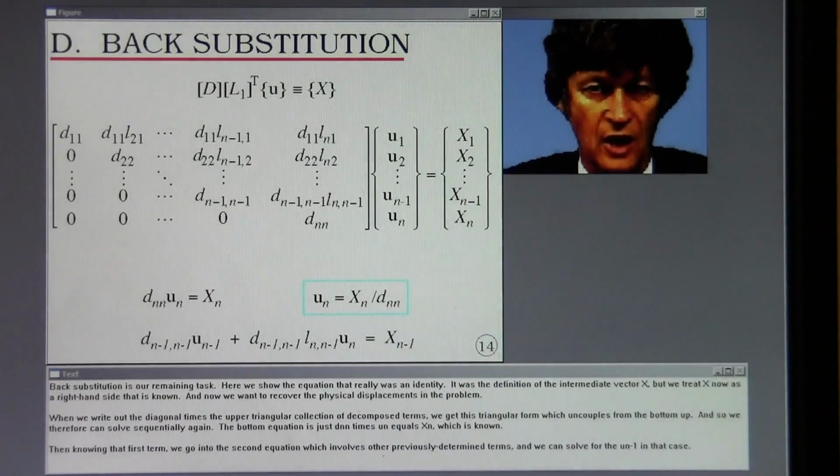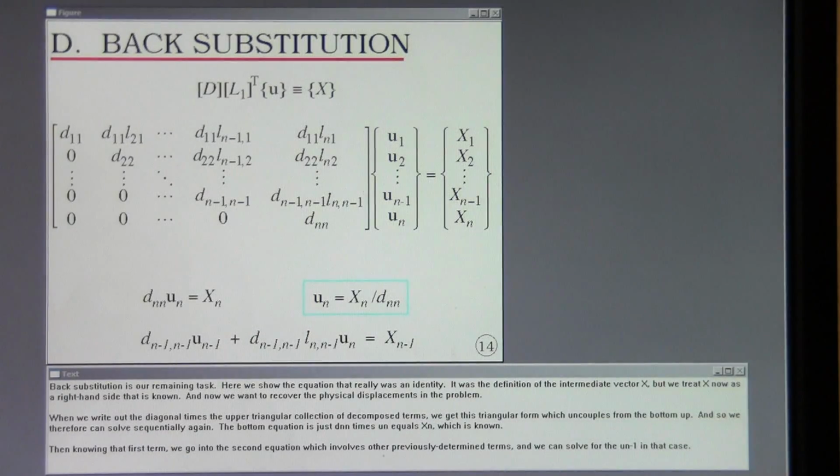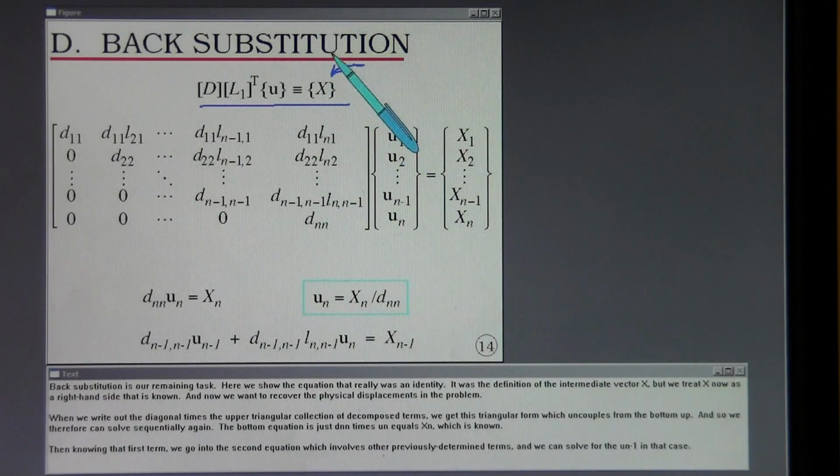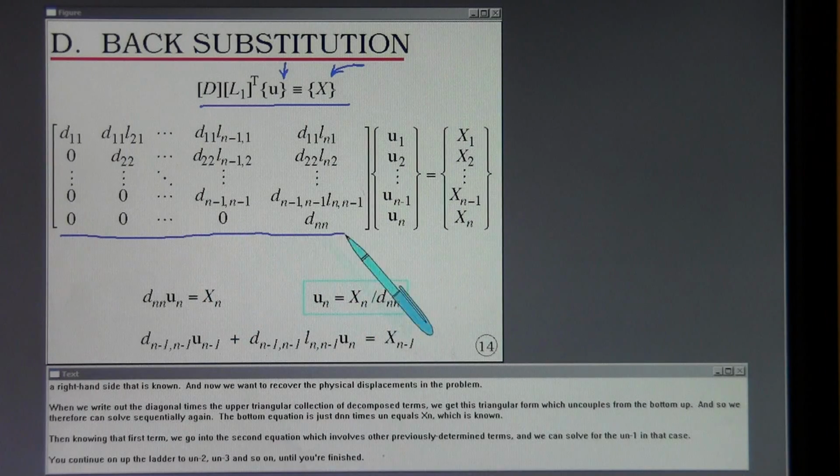Back substitution is our remaining task. Here we show the equation that really was an identity. It was the definition of the intermediate vector x, but we treat x now as a right-hand side that is known, and now we want to recover the physical displacements in the problem. When we write out the diagonal times the upper triangular collection of decomposed terms, we get this triangular form, which uncouples from the bottom up. And so we therefore can solve sequentially again.